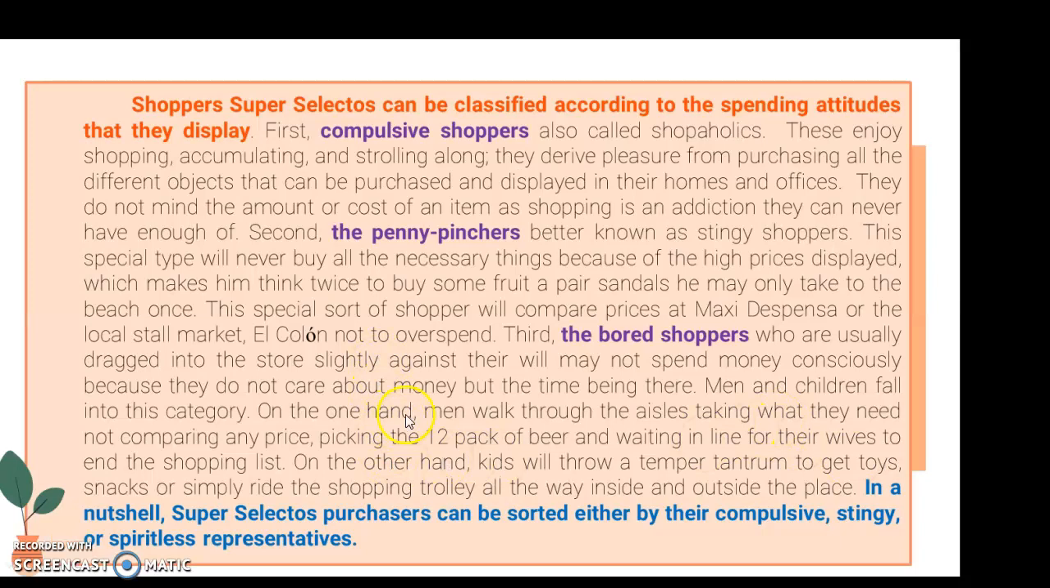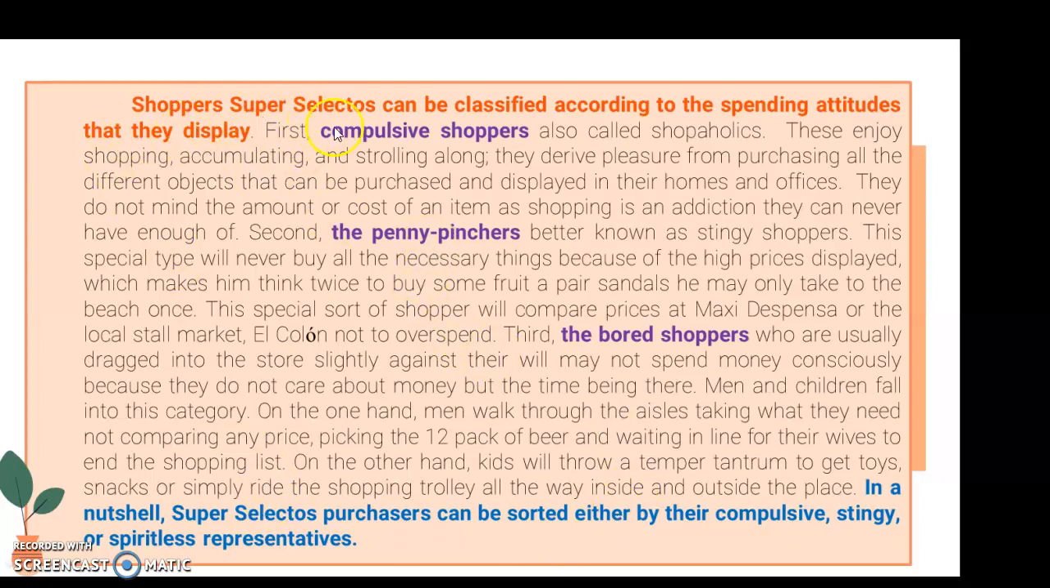Here you have an example of my own. I wrote it, sorry, it has a typo at the beginning. It should be super selective shoppers. Super selective shoppers can be classified according to the spending attitudes that they display. As you see here in the topic sentence, I'm going to classify these people, these type of shoppers, and why or how would I classify them? I will classify them according to their spending attitudes, how they spend the money when they get to the place where they're gonna do the shopping. So let me read it for you and then I will go over the explanation.